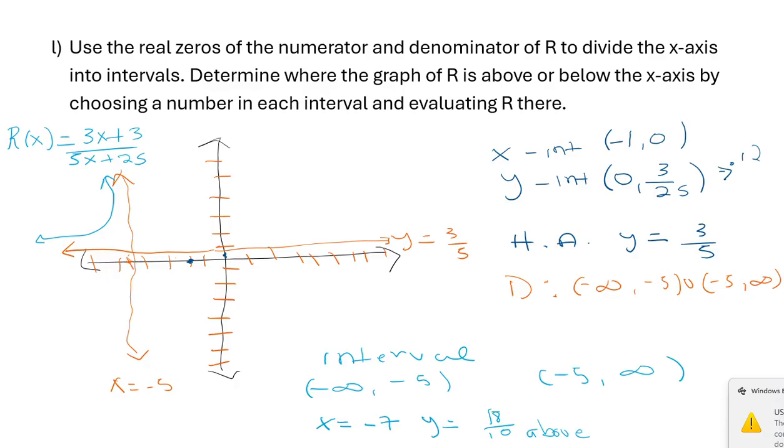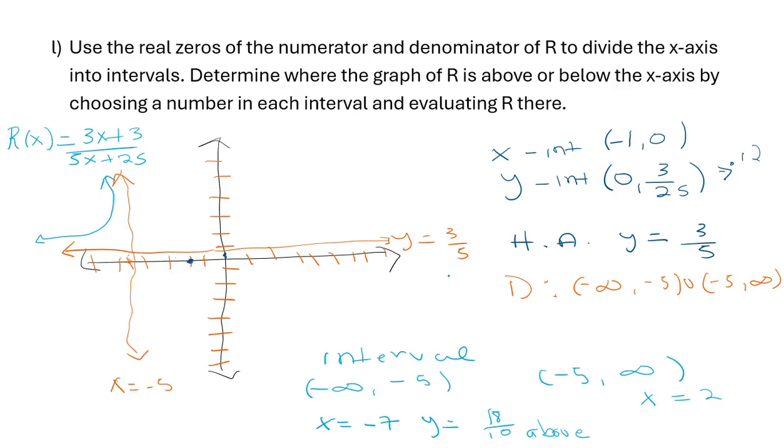Then in the next interval, I'm going to pick +2. So when x is 2, what value do I get? I didn't do that calculation apparently. So that is 9 over 35. So I still get a positive number.